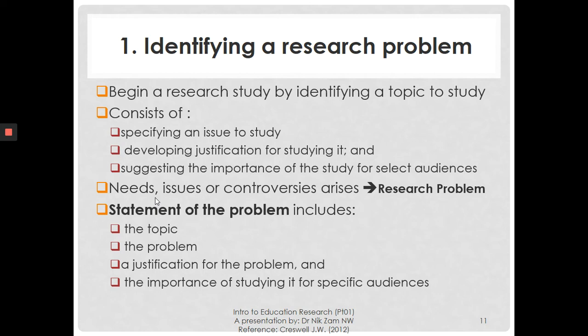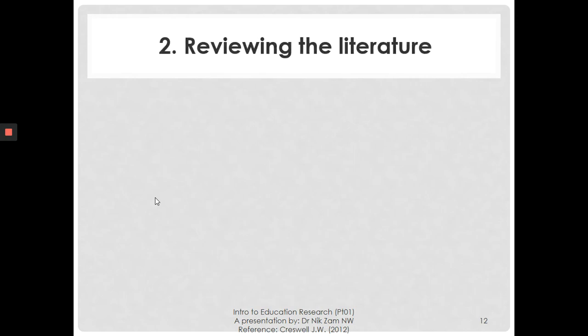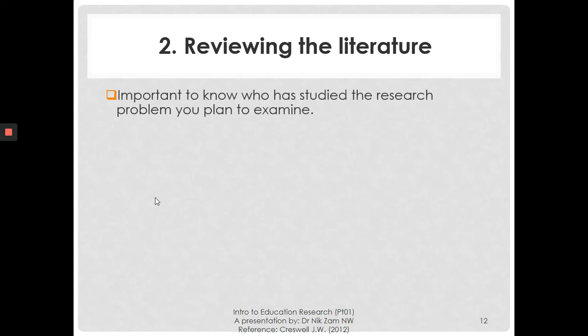Okay. So this is a very important process. The first step, a very important step in the research process, is identifying a research problem. What is the issue that you want to study? Once you already have the issue, then you review the literature. Okay, it is important to know who has studied the research problem you plan to examine.